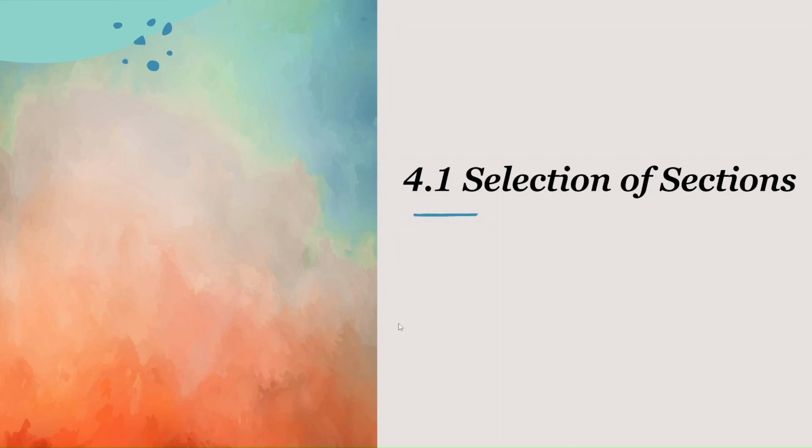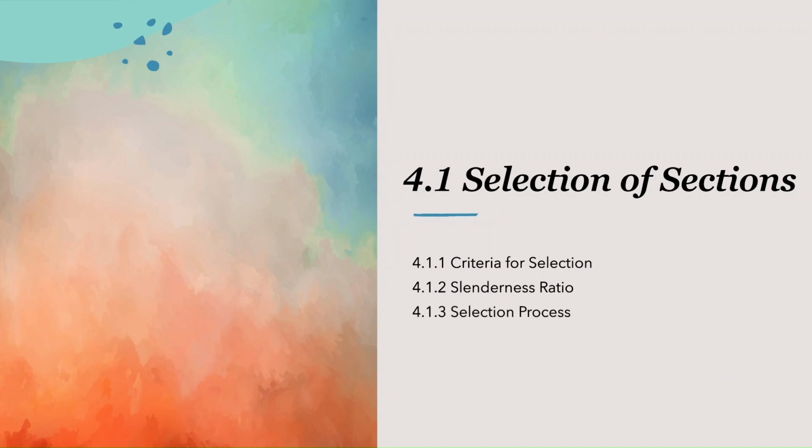And welcome to the very first topic of this chapter. We will be learning about selection of sections. In the last chapter, we discussed how to calculate the tensile strengths of various sections. In this chapter, we will discuss how to select an appropriate section from the AISC manual that can resist the factored tension load. We will start by discussing the three selection criteria, followed by slenderness ratio, and understand the selection process. So let's begin.